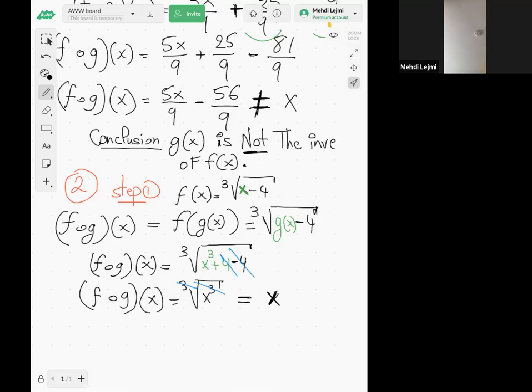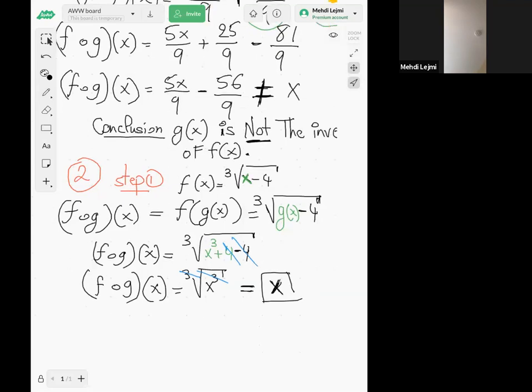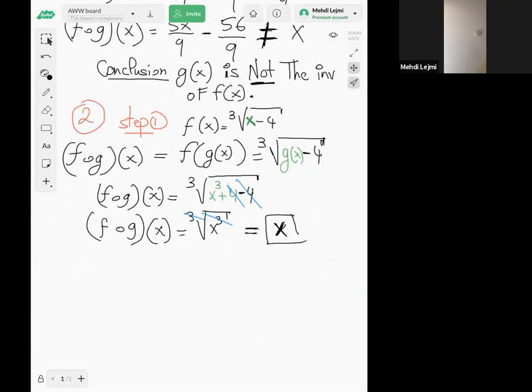Again, guys, think of the third root like power 1/3. When you do the third root of x cubed, you multiply the powers, so it's 3 times 1/3, which is 1. So this is x to the power 1, so it's just x. We got x in this step, which is good news. So there's a hope that g is the inverse of f. Now we need to check step number 2.